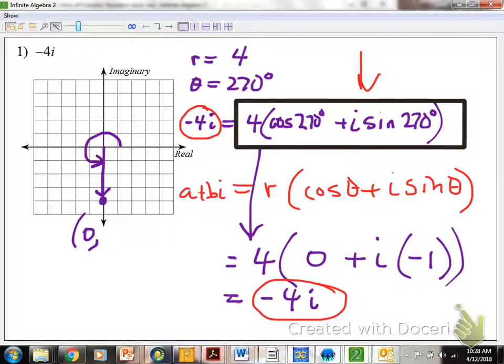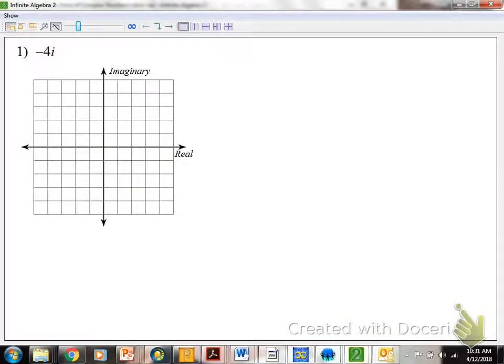And you can use your calculator for these. We'll be doing a lot of calculator work finishing up the year, but you could punch in cosine of 270 degrees, you get 0. Sine of 270 degrees, you get negative 1. Or you can look on your unit circle also. So writing a number in polar form involves finding the absolute value of the number and the heading of the number. All right, so let's do another one.